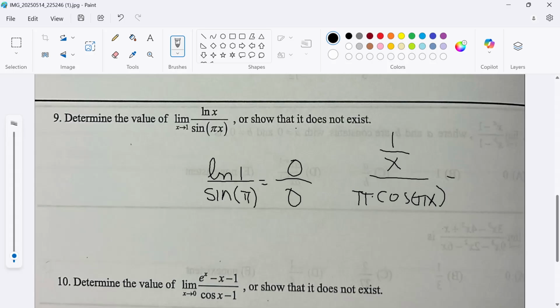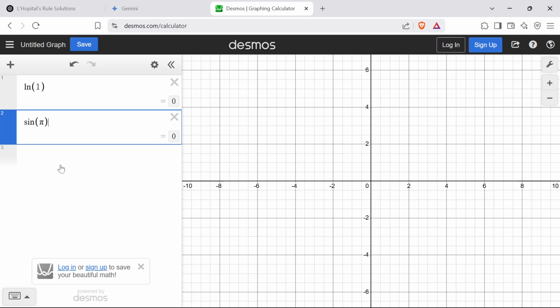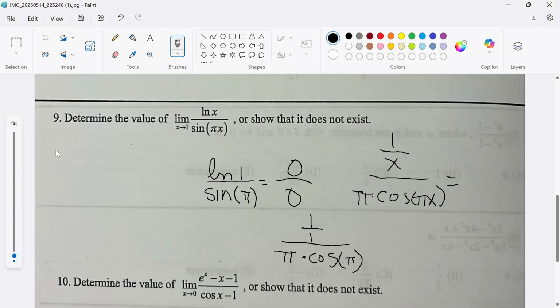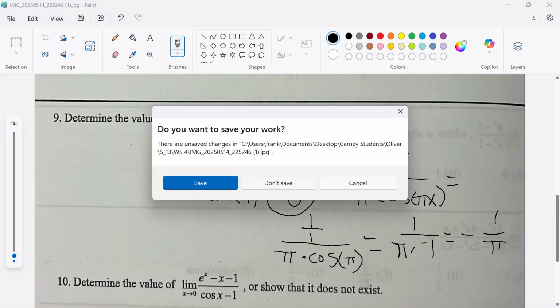Now let me try putting the 1 in there. I get 1 over 1 divided by pi times cosine pi. Pi times 1 is pi. Look on your unit circle or plug it into the old calculator. Make sure you're in radians mode. Cosine pi is -1. So this is 1 over 1 is 1, over pi times -1. So that's -1 over pi, or 1 over negative pi, however you want to say it. So that's number 9: 1 over negative pi by L'Hopital's rule, because I got that indeterminate form. So that's 9. Let me go find 11.